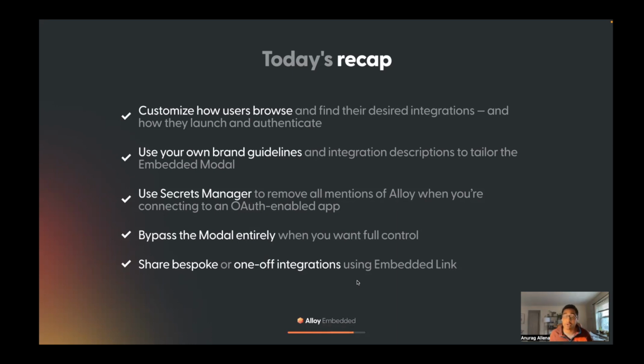In situations where you're connecting to OAuth enabled apps and you want to take that a step further, you can use Alloy Secrets Manager to completely obfuscate the fact that Alloy is involved at all simply by providing your own client ID and client secret, right? And then it'll say that your app is requesting access to whatever app your merchant is connecting to as opposed to Alloy.